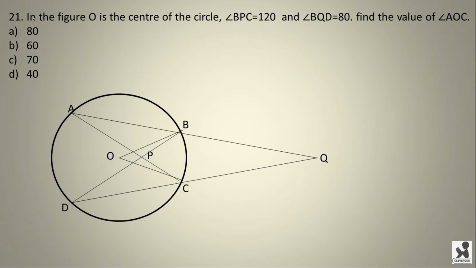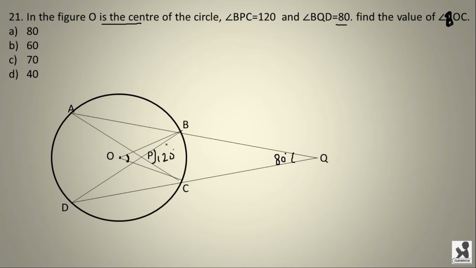Here in the figure, O is the center of the circle. Angle BPC is equal to 120 degrees, and angle BQD is 80 degrees. Now find the value of angle AOC. This is BOC. Please make this correction. So we need to find angle BOC.